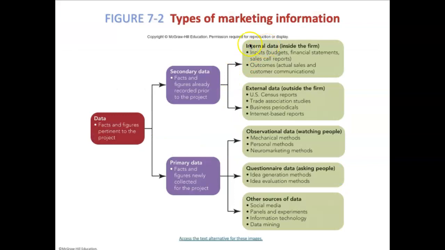Types of marketing information. Again, as we look at data, which are the facts and figures pertinent to the project, you could be collecting secondary or primary data. Primary data is data that has not been collected yet, so you would go ahead and observe or use questionnaires and surveys or do interviews. And you can look at some examples here in either case. Secondary already exists, so you could look at it in terms of internal data that's already been collected inside a company, or external data such as U.S. Census data, trade association studies, business periodicals, and the like.